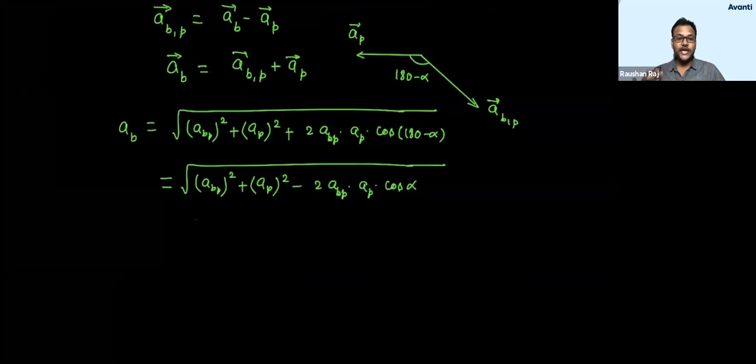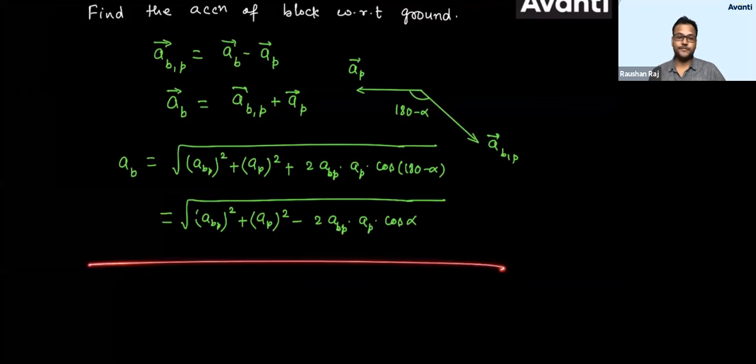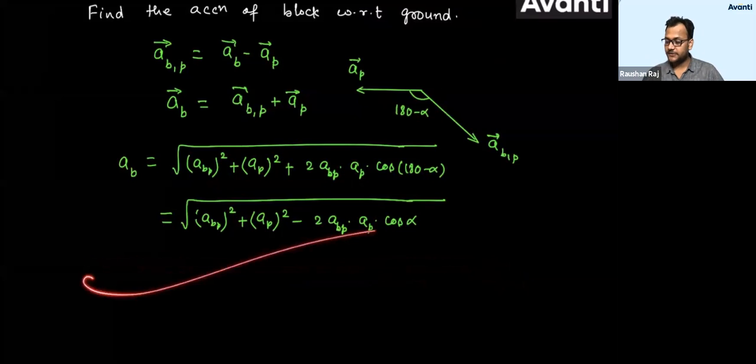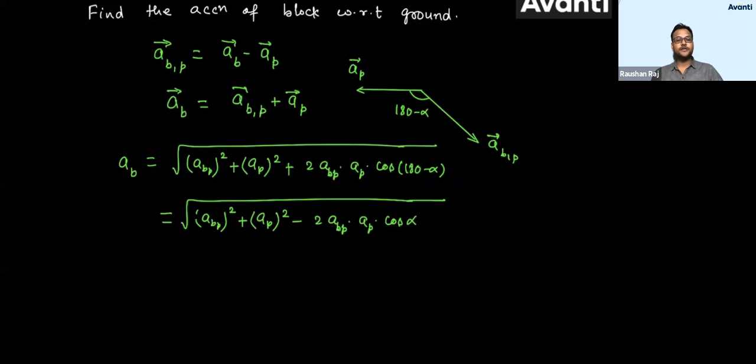Guys, if I give you ABP is 2 meter per second square, AP is 3 meter per second square, then just putting the value and getting the answer will be easier. But the approach will remain the same. Guys, click yes if you have understood this part.